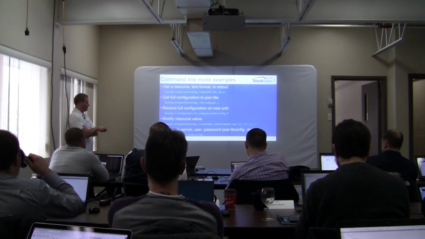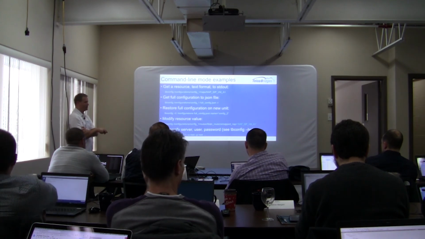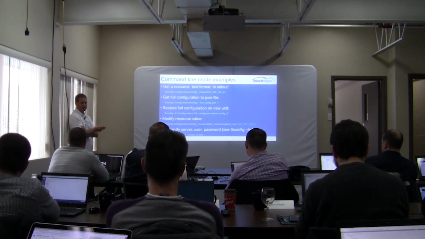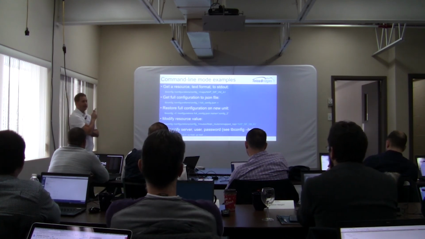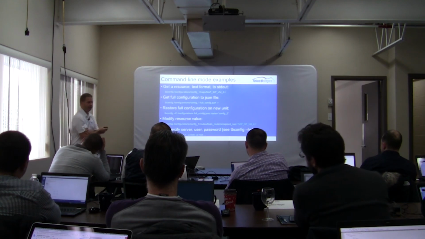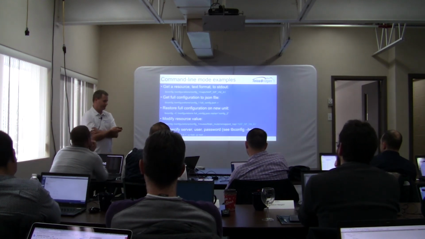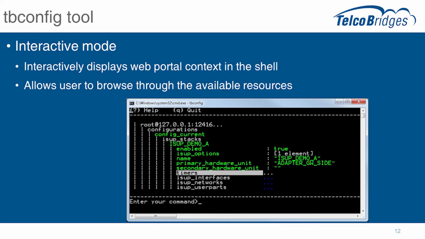And here I just put tbconfig, but if you want to access another system, you have to put the IP of that system and the user and password of the web interface, because it's going through the web interface to access the system. If you're using HTTPS, you also need to add another parameter here. Okay, this was the command line mode.